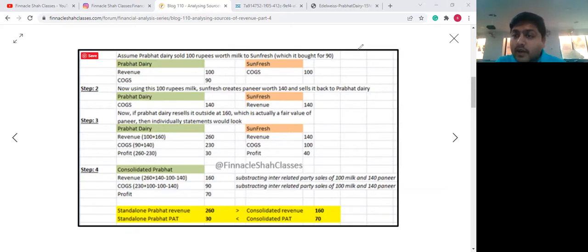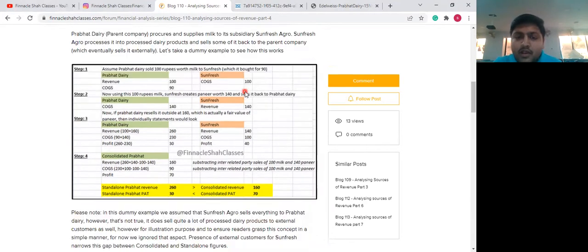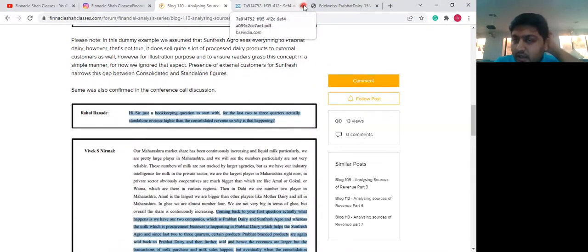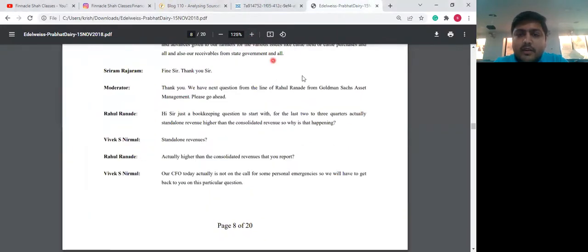Moreover, you might ask, how did you confirm your understanding? Precisely what an analyst should always do is, even if numbers are playing that magic, you take a look at the footnote, and you should always try to corroborate it with some primary source. When we took a look at the con call earnings, in fact, one brilliant analyst in the industry, Rahul Ranade, asked this question: why is it that you have a standalone revenue higher than the consolidated revenue? See how people track these things on a micro level. Kudos to the analyst who observed this and highlighted it in the con call discussions.